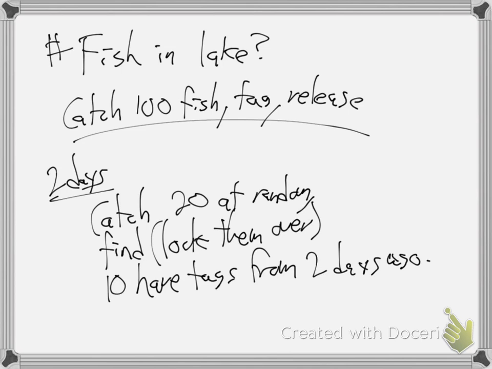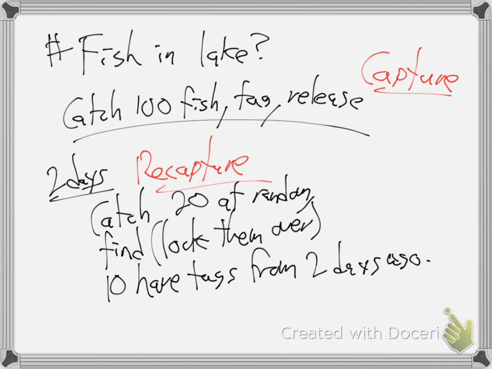So this method we're doing right now is called capture, recapture. You capture them the first time and tag them and release them, and then you recapture the second time and look them over. You know what this is like? This is like polling. You're polling the fish to see if they have tags. That's like seeing who they're going to vote for. So in real life, can anybody just from that information tell me approximately how many fish are in the lake?